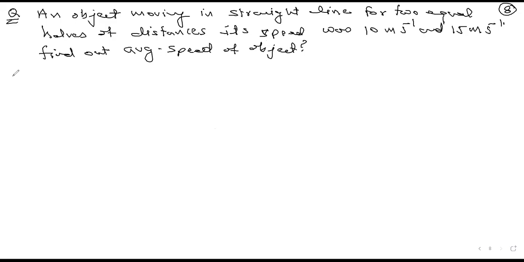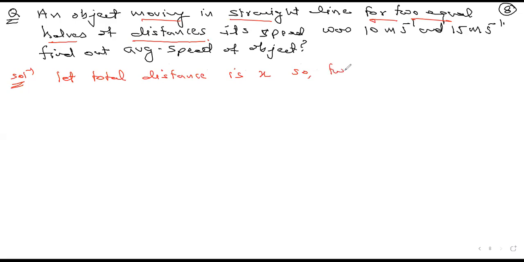See what is said in the question. An object moving in a straight line for the two equal halves of the distances. Let total distance be x. So two halves will be x by 2 each. Got it? One is traveled with the speed of 10 meter per second, and the second is traveled with the speed of 15 meter per second.